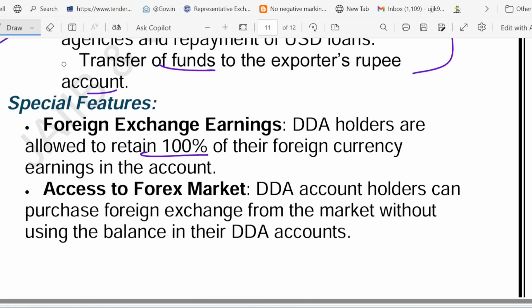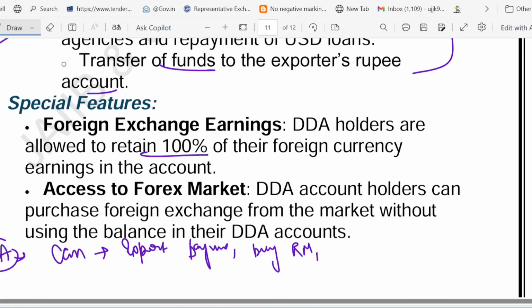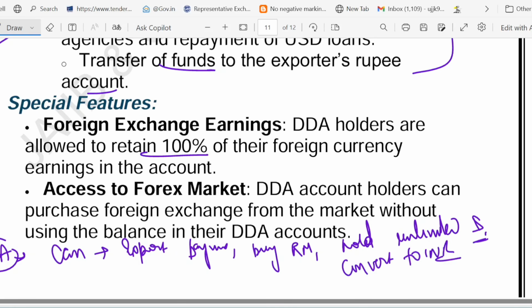So what we have just covered, now let us recapitulate. We are talking about the DDA account. I told you what you can do. You can receive export payment. You can buy raw material. You can hold unlimited dollars, or you can convert to INR whenever needed.